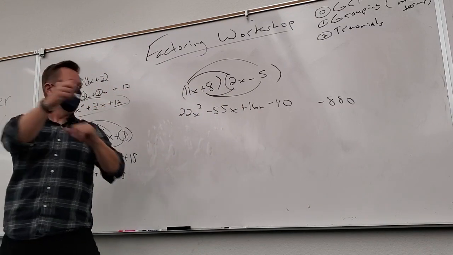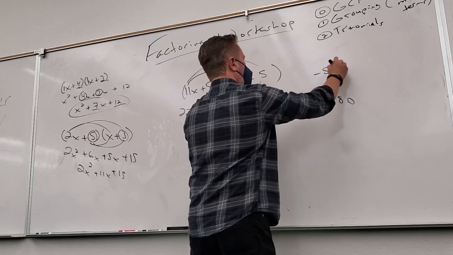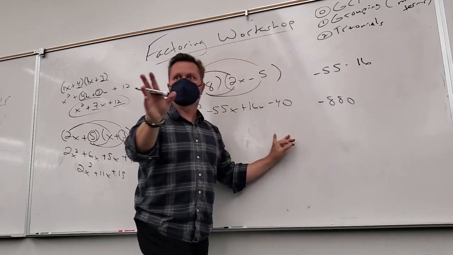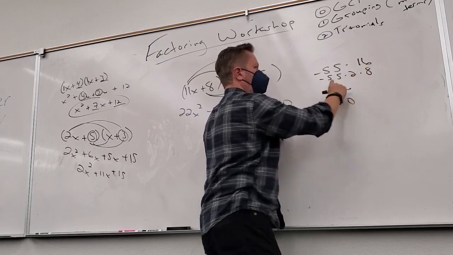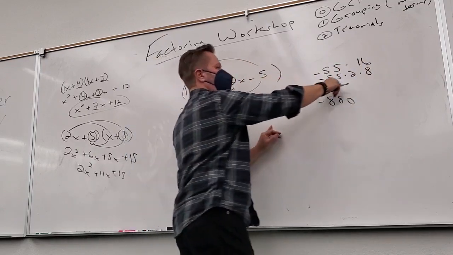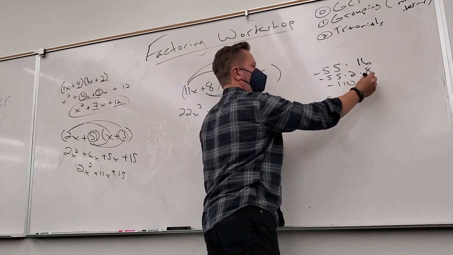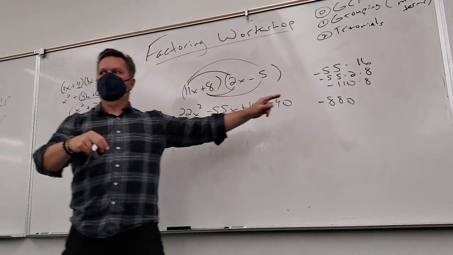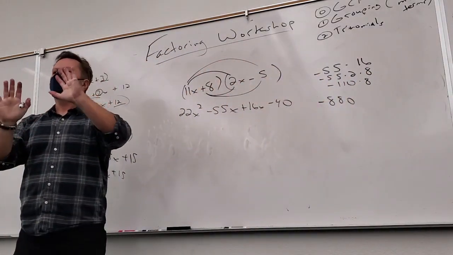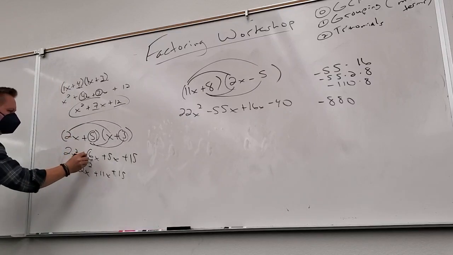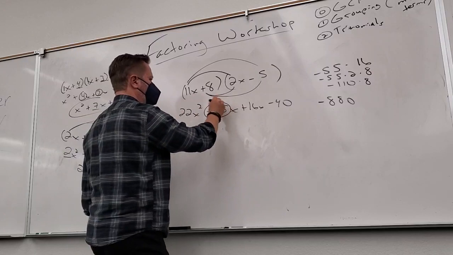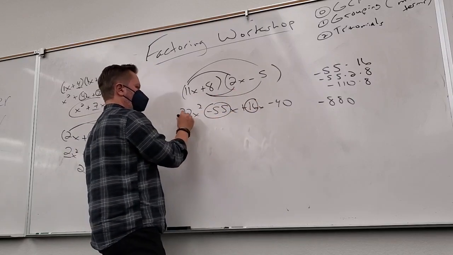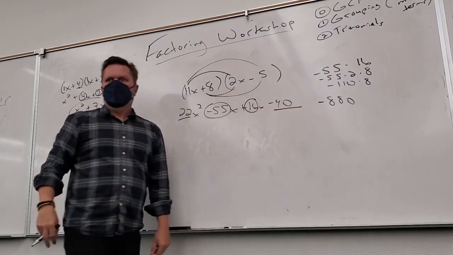Watch this. This is kind of cool. I want to show you a little something. Negative 55 times 16, right? Stay with me. Isn't 16 2 times 8? So isn't that the same problem? What's 55 times 2? 110. What's 110 times 8? 880 again. So what is the thing? I noticed that this times this was the same as this times this.